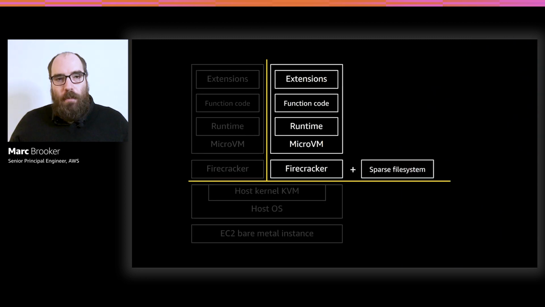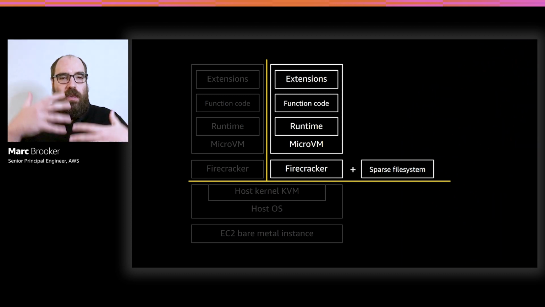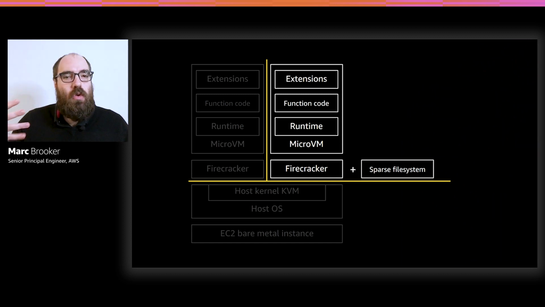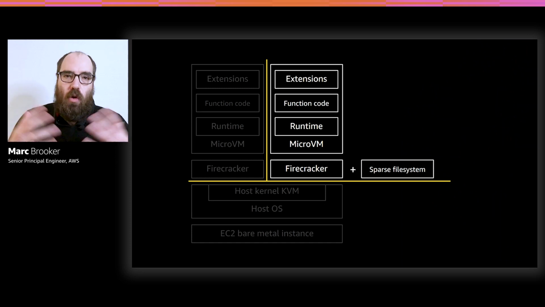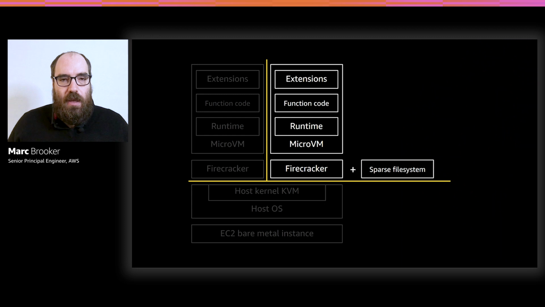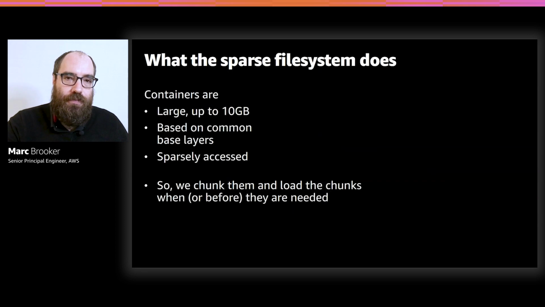And so what we've done is we've modified this architecture by adding a new per micro VM dedicated component that we call the sparse file system. This is a component that sits next to Firecracker on our machines and handles I/O, handles reads and writes to the disk, and provides an extra layer of virtualization and an extra layer of control. Let's talk a little bit about why that's necessary.